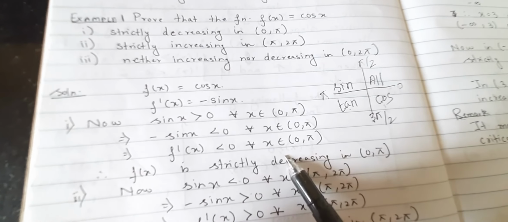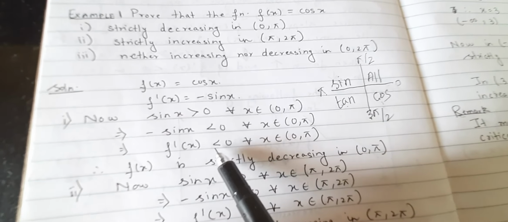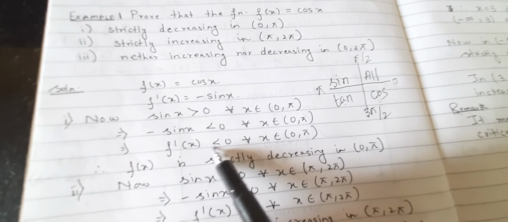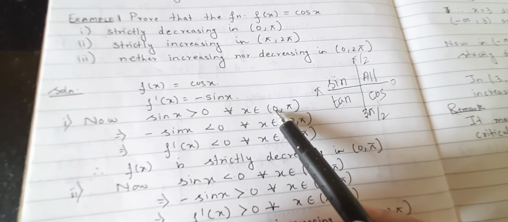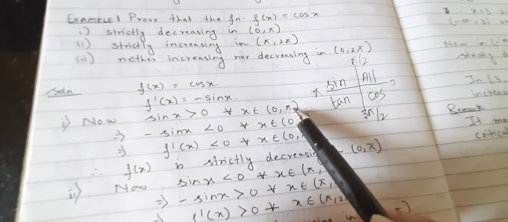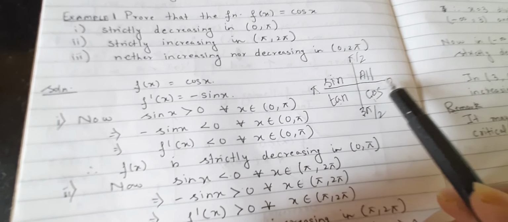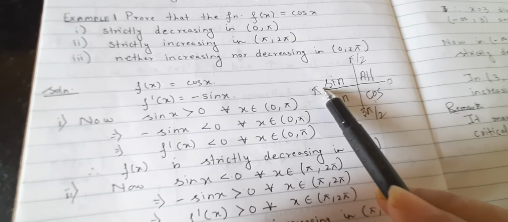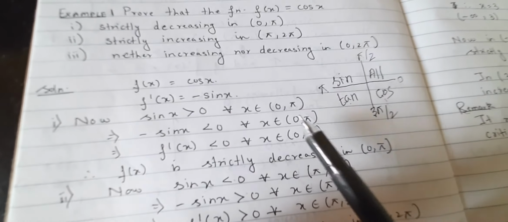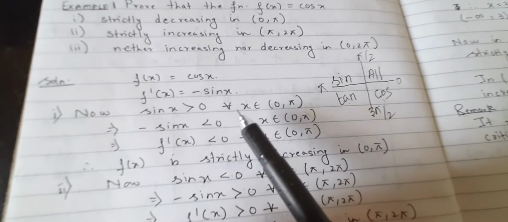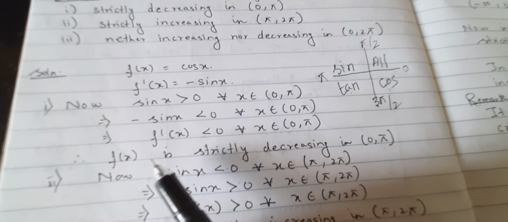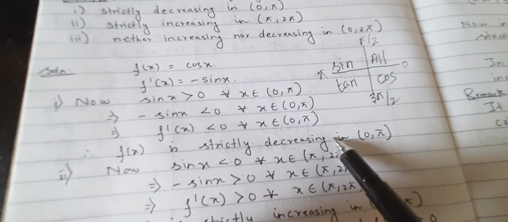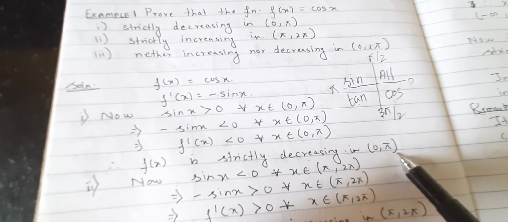So f x is strictly decreasing. Why haven't I put the less than or equal to over here? Because this is an open interval. That means 0 and pi are not included. At 0, sine becomes 0, at pi also sine becomes 0, but at all other points between 0 and pi it will not be 0 anywhere. So equal to 0 will not be put. That is why it is strictly decreasing in the open interval 0 to pi.